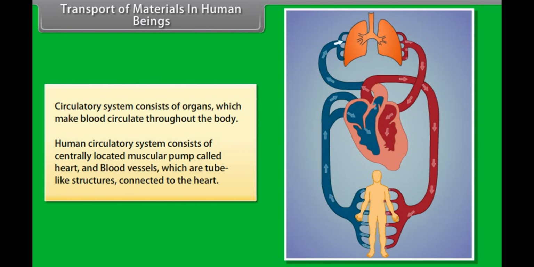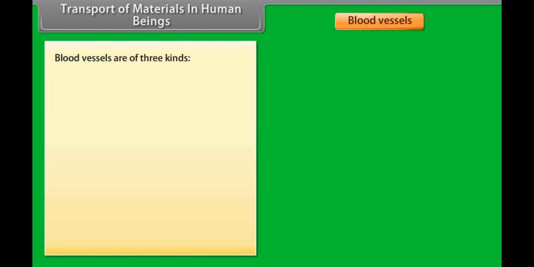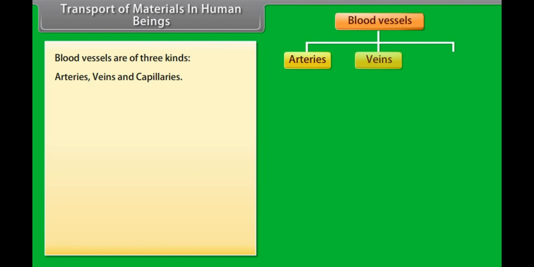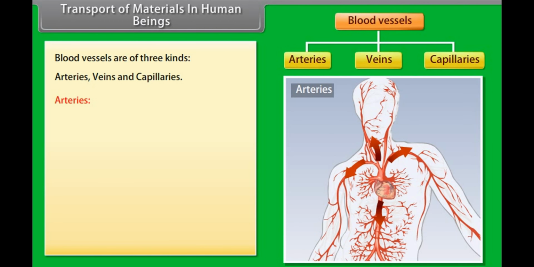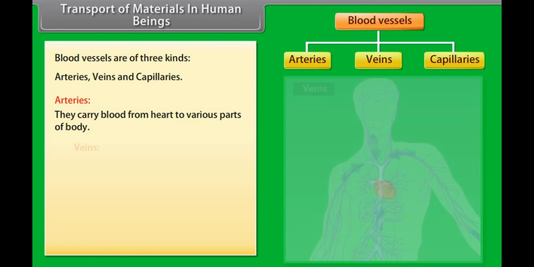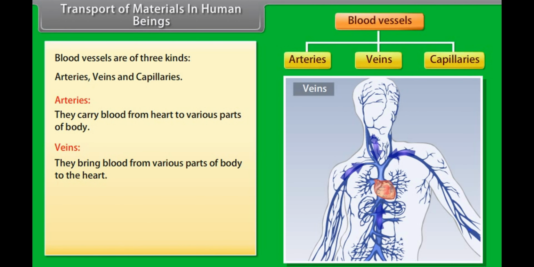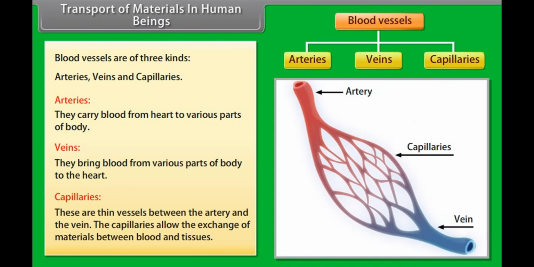Human circulatory system consists of a centrally located muscular pump called heart and blood vessels which are tube-like structures connected to the heart. Blood vessels are of three kinds: arteries, veins and capillaries. Arteries. They carry blood from heart to various parts of the body. Veins. They bring blood from various parts of the body to the heart. Capillaries. These are thin vessels between the artery and the vein. The capillaries allow the exchange of materials between blood and tissues.